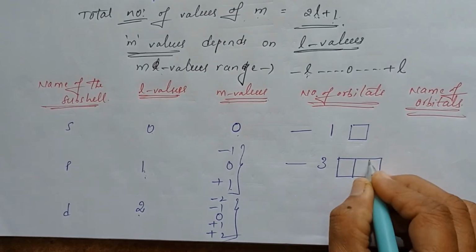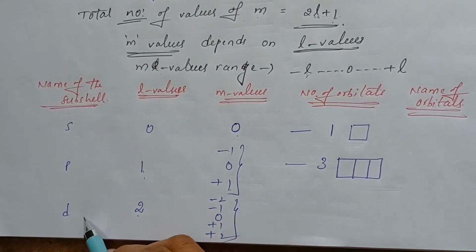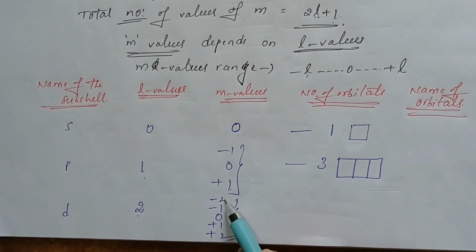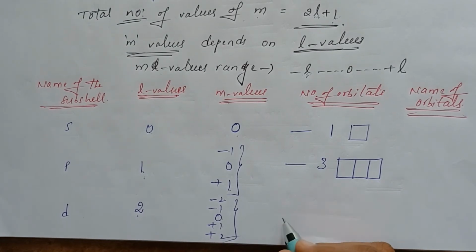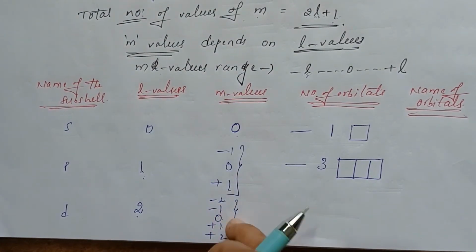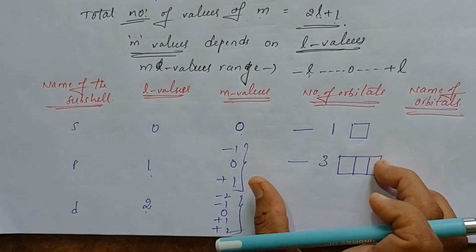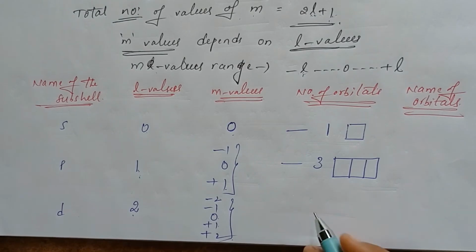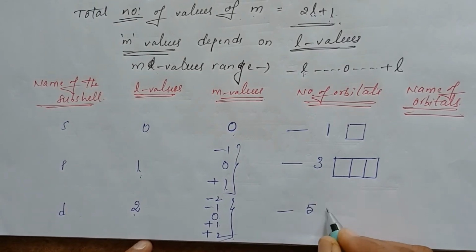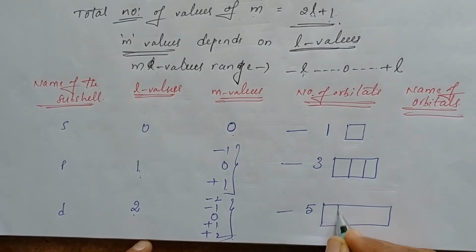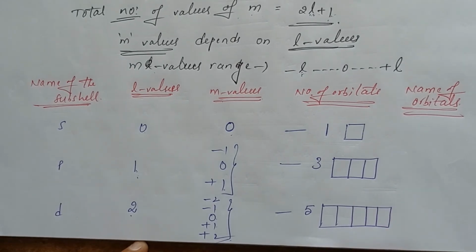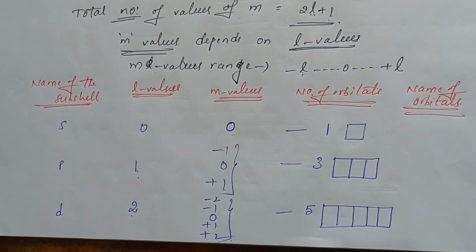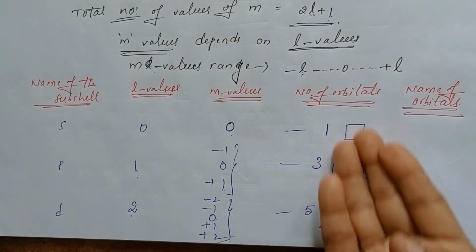In p subshell, how many orbitals? 3. In d subshell, total how many m values? 1, 2, 3, 4, 5. That means m gives the information about the orbitals. Here we got 5 m values, so that's why we will get 5 orbitals. Understanding, students? So total 5 orbitals you will get.